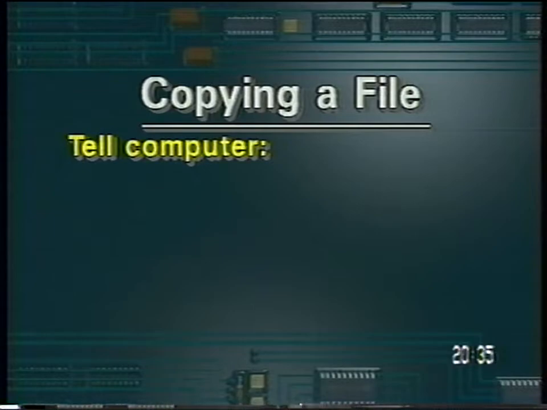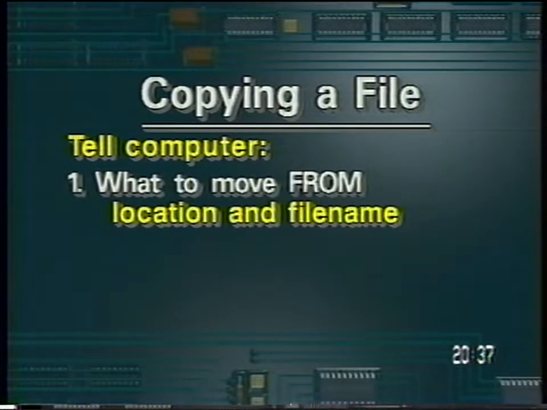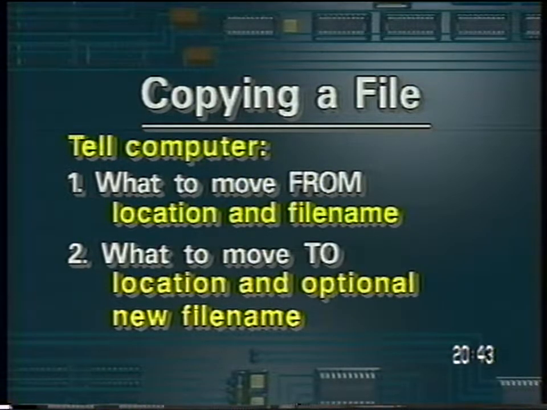Copying a file is like moving a file. There are two things we need to tell the computer. One, what to move from, that is, the location and file name of the original file. Two, what to move to, that is, the location and optionally a new file name for the file. As we said, a new file name is optional when you're copying to a different disk. However, if you are copying a file onto the same disk, you'll have to give it a new name. Duplicate file names on the same disk are not allowed.